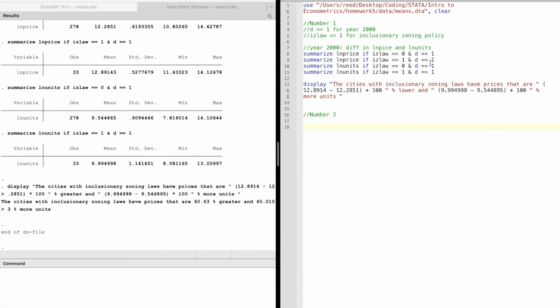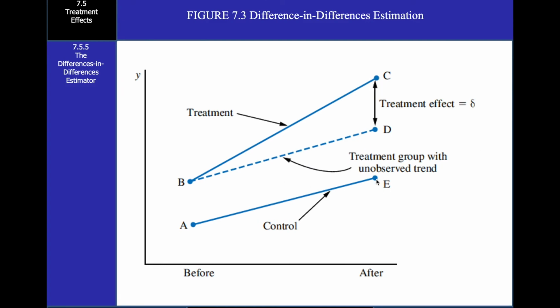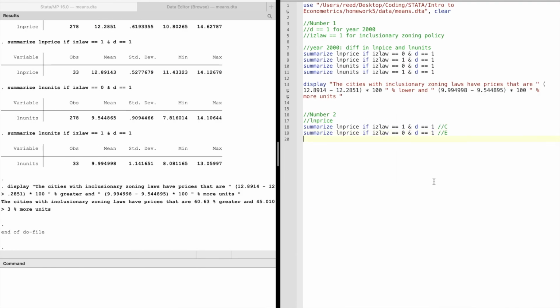So if we start with price, remember we have to do this for both price and units. Then we have IZ law, so the treatment after is going to be C. The non-treatment after is going to be E. Remember, non-treatment control after is E. Treatment before is going to be B, and the control before is going to be A.